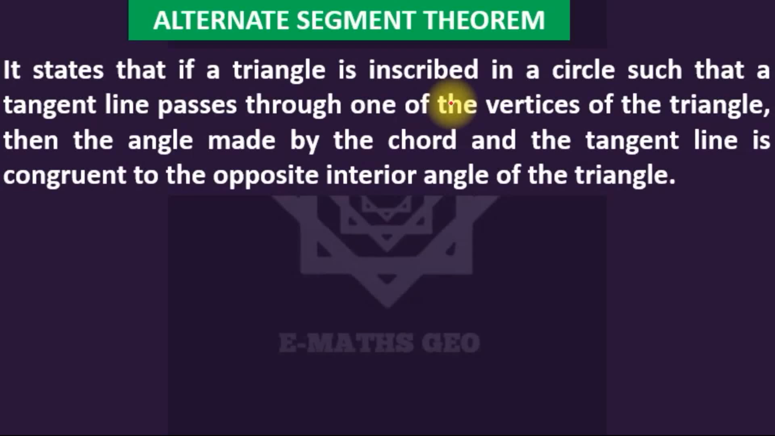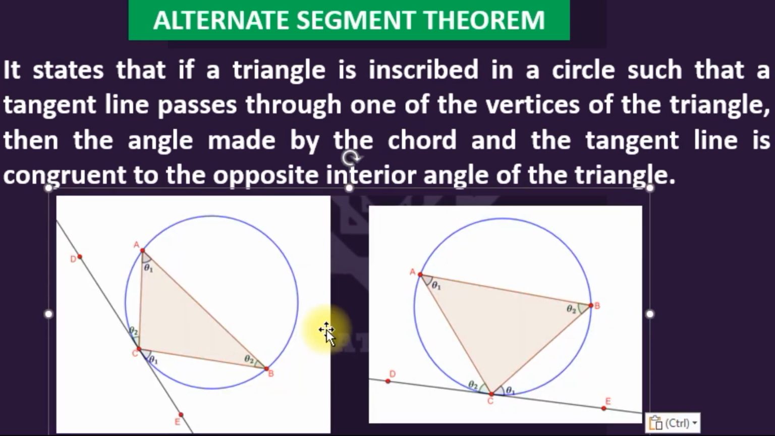We're on the alternate segment theorem, and it states that if a triangle is inscribed in a circle such that the tangent line passes through one of the vertices of the triangle, then the angle made by the chord and the tangent line is congruent to the opposite interior angle of the triangle. So let's just use a diagram. So this is the diagram.